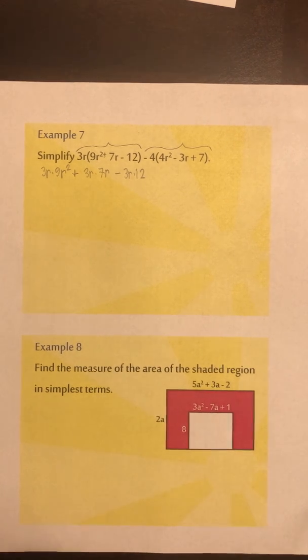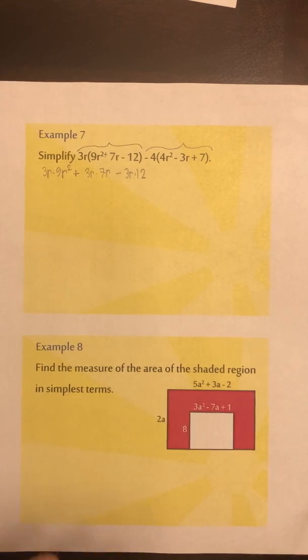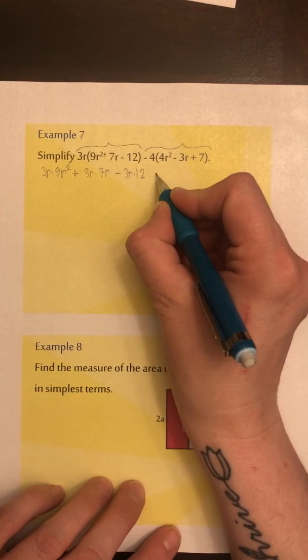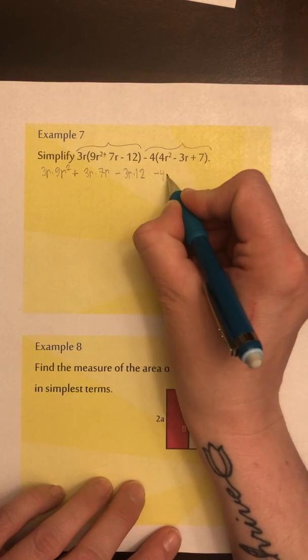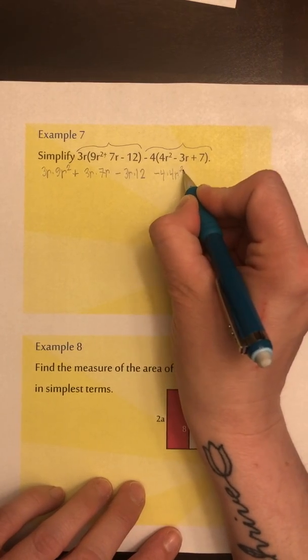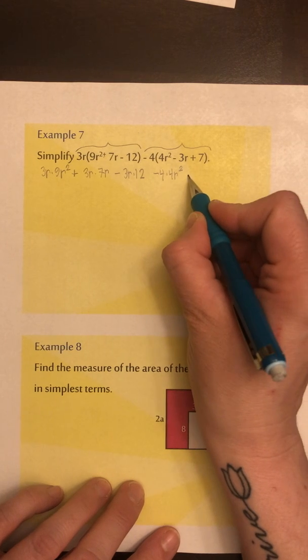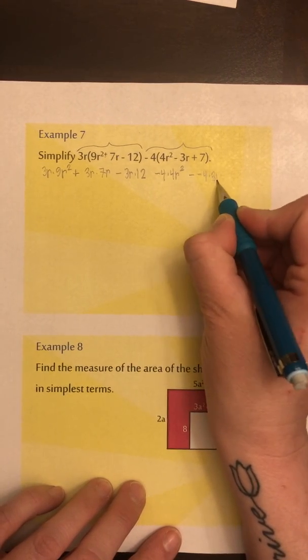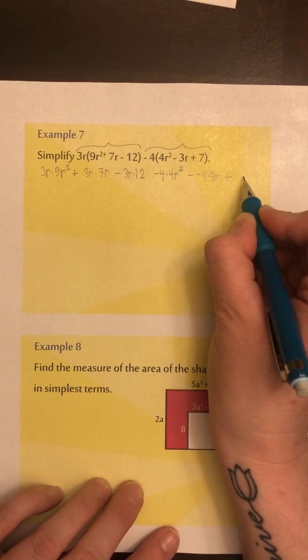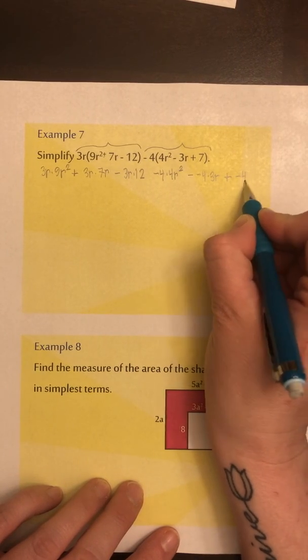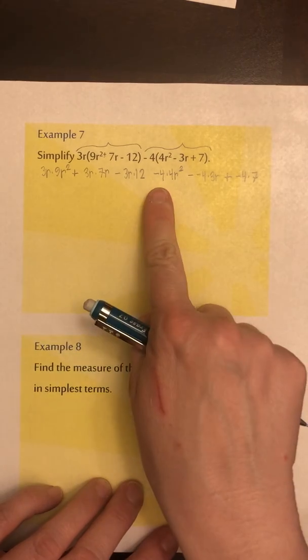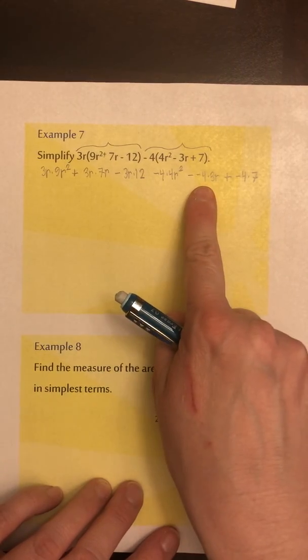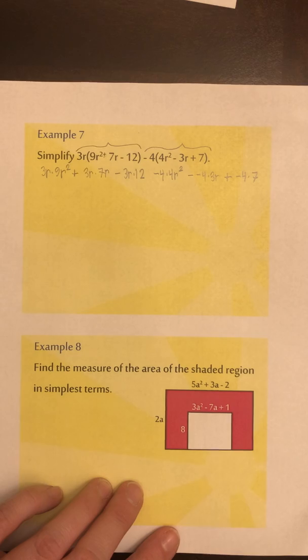Here's what I want to show you about the second part. Because the second part, I'm not just distributing a 4, I'm distributing that as a negative 4. So let's look and see what's going to happen. I'm going to do negative 4 times 4r squared. Then I'm going to do the minus sign, still distributing a negative 4 times 3r. Then I'm going to do the plus sign, still distributing the negative 4 times 7. So you'll notice here I've distributed as a negative 4, a negative 4, a negative 4. That's going to be important.